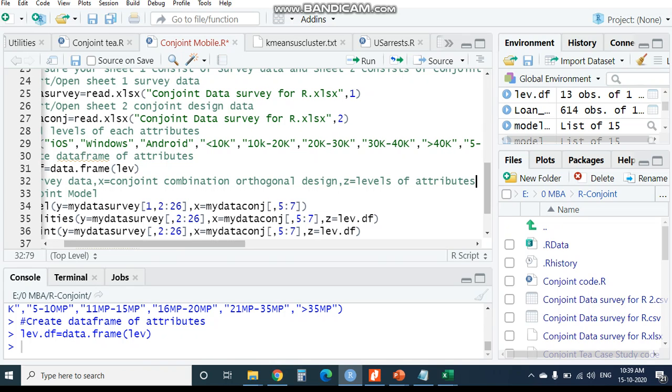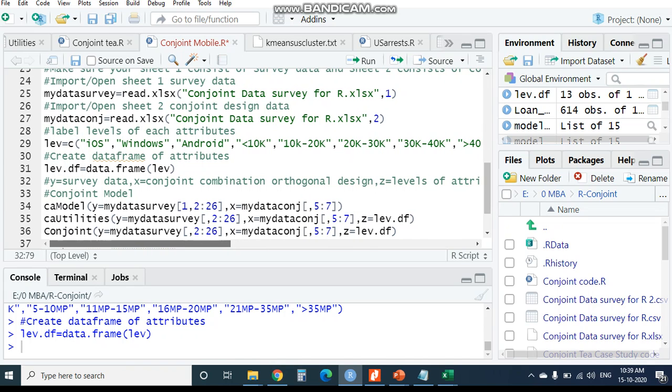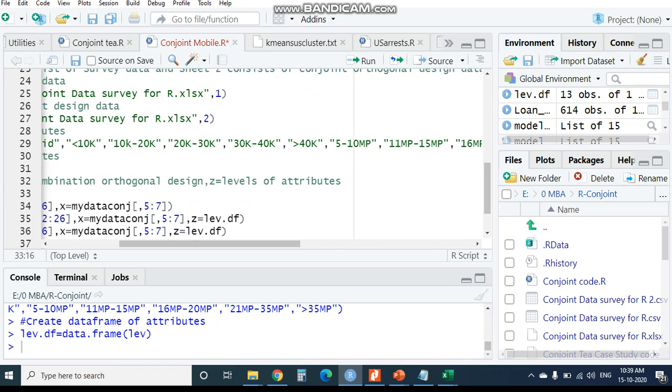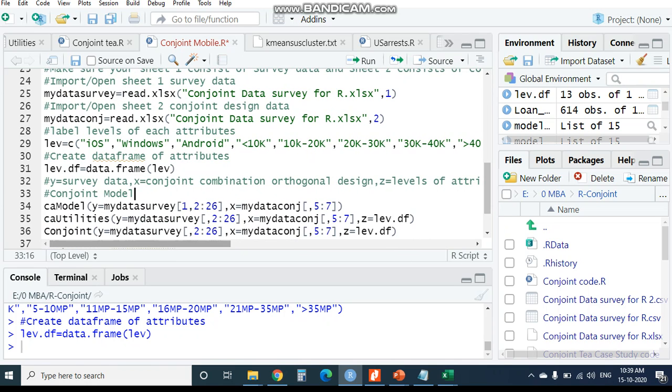Okay, so this is what it is all about: survey data stands for y, the conjoint combination which you generated through orthogonal design stands for x, and your design levels stand for z. Okay, yes. So now you can run the conjoint model.